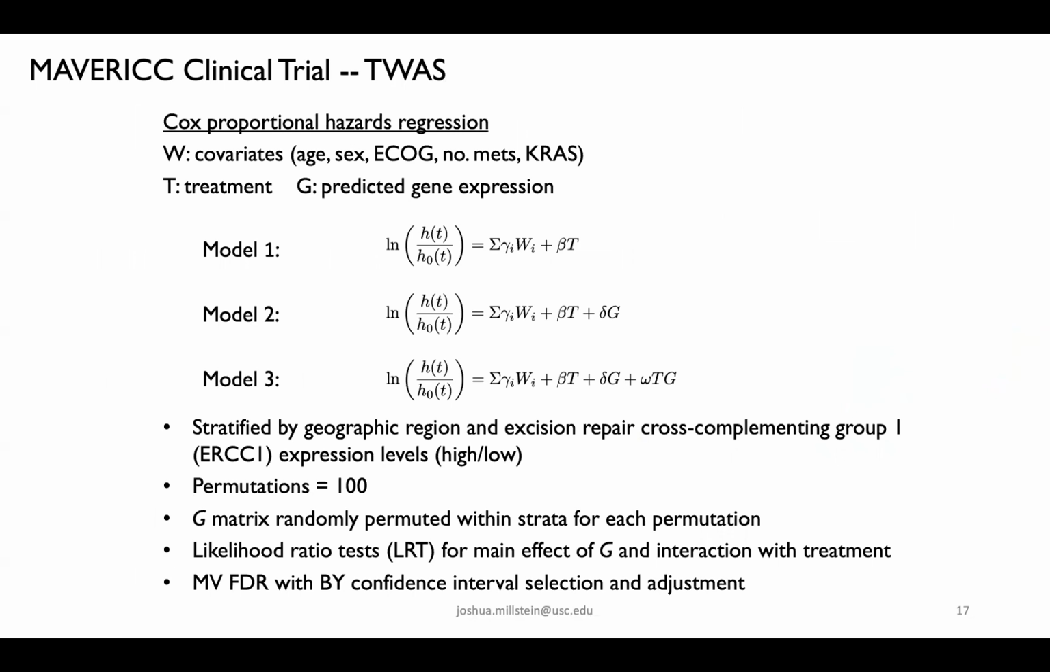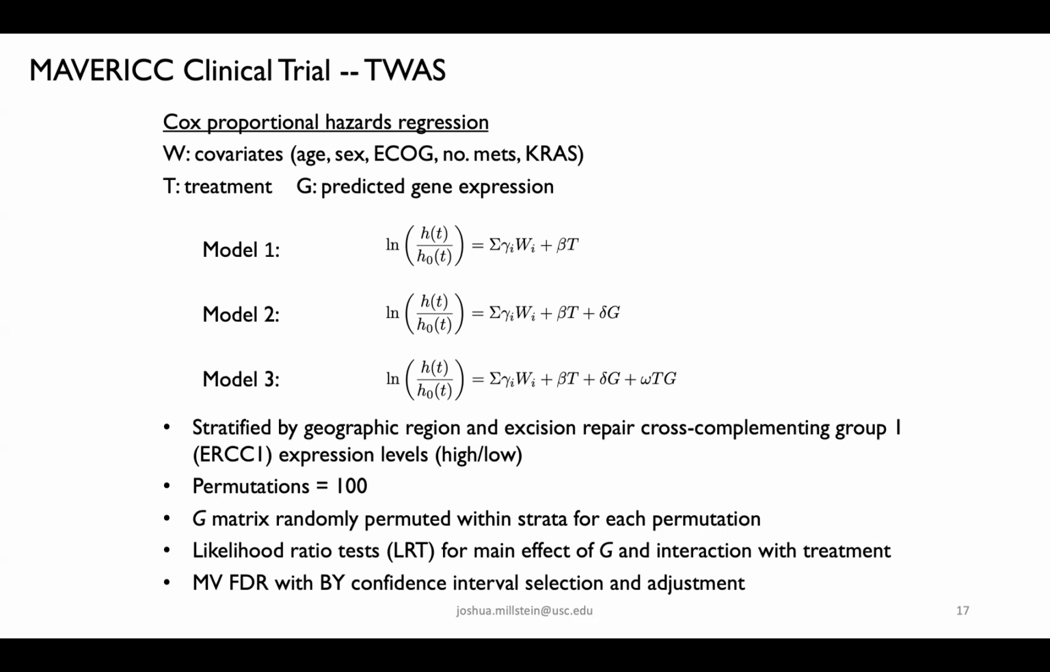Predictive implies that there's an interaction between treatment and the gene expression feature. The analysis was repeated for each gene individually. We applied a Cox model, adjusted for age, sex, the performance score ECOG, number of metastases, KRAS mutation status, and stratified by geographic region and excision repair cross-complementary group 1, ERCC1, expression levels, high or low.